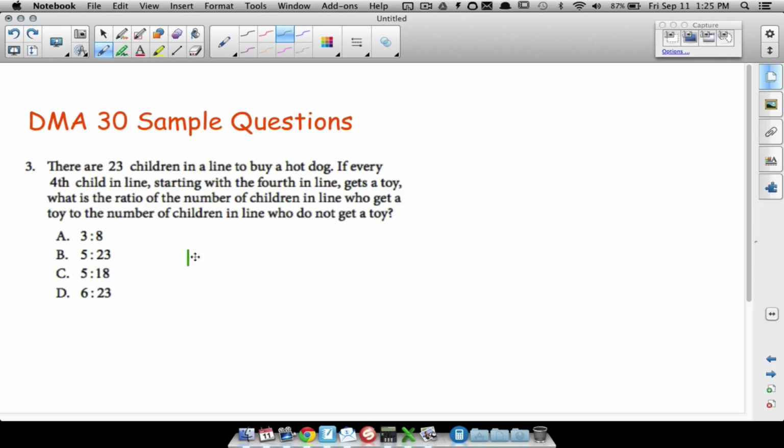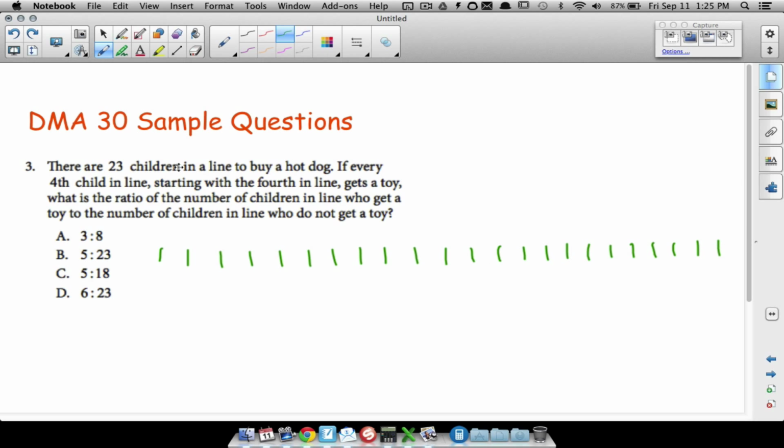Let's just draw little lines and represent them as children. So 1, 2, 3, 4, 5, 6, 7, 8, 9, 10, 11, 12, 13, 14, 15, 16, 17, 18, 19, 20, 21, 22, and I'm going to put one back here at the beginning because I was running out of space. There's 23 children right there in a line.